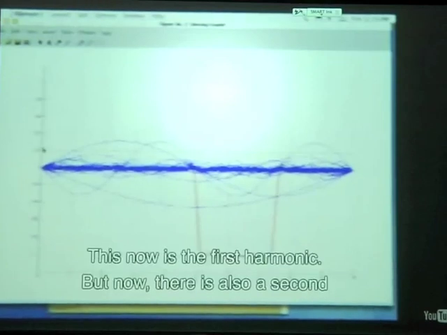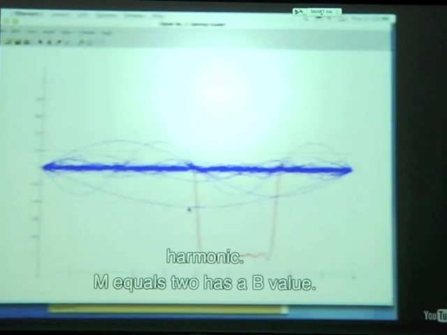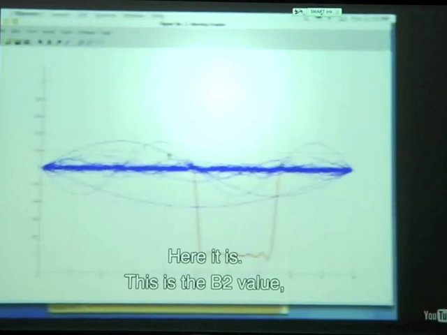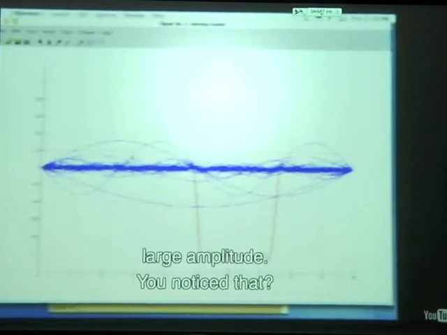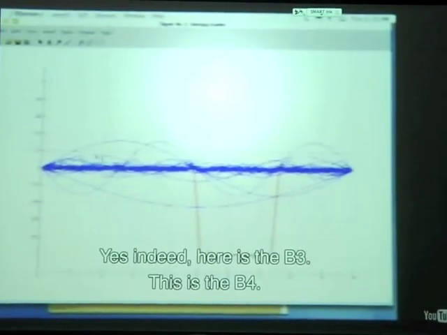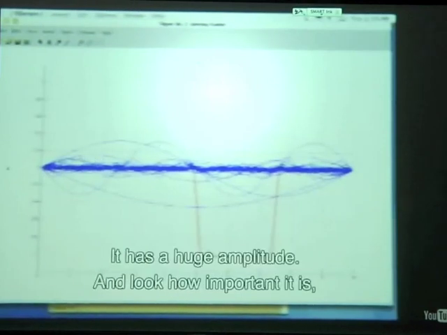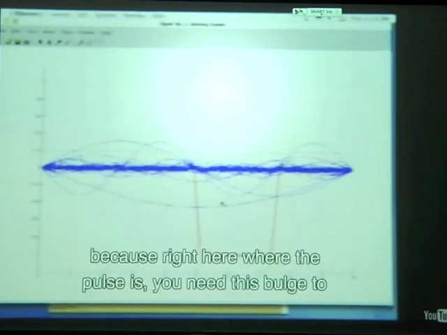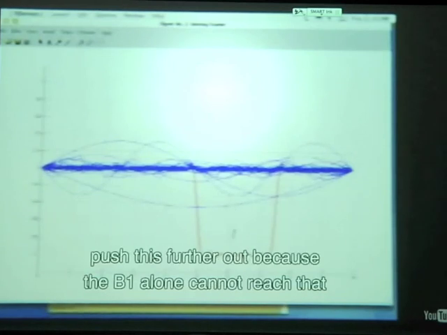And now look. This now is the first harmonic. Now there is also a second harmonic. M equals 2 has a B value, and here it is. This is the B2 value. Large amplitude, you notice that? And look how important B4 is. Here is the B3. This is the B4. It has a huge amplitude. And look how important it is, because right here where the pulse is, you need this bulge to push this further out, because the B1 alone cannot reach that point.